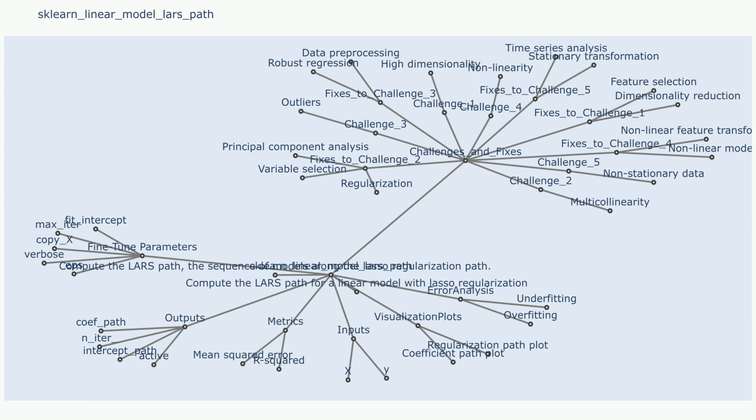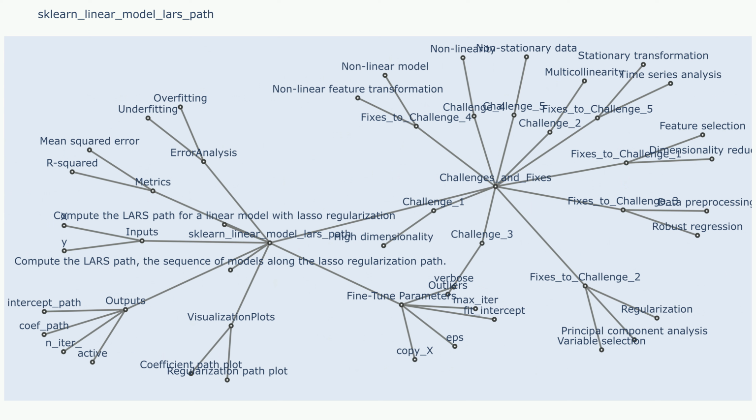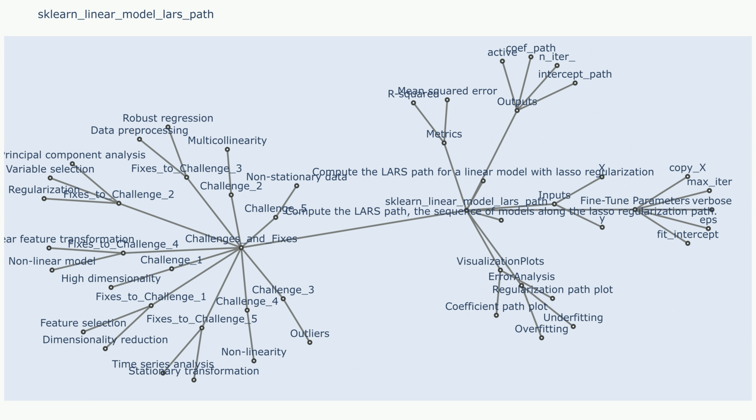Steps. Initialization. Start with an empty model, no features included, and a residual equal to the target variable. Feature selection. Find the feature with the highest correlation with the current residual. This is the feature that would contribute the most to reducing the residual. Step direction. Determine the direction in which to move the coefficient of the selected feature. The direction is either towards its positive or negative correlation with the residual.